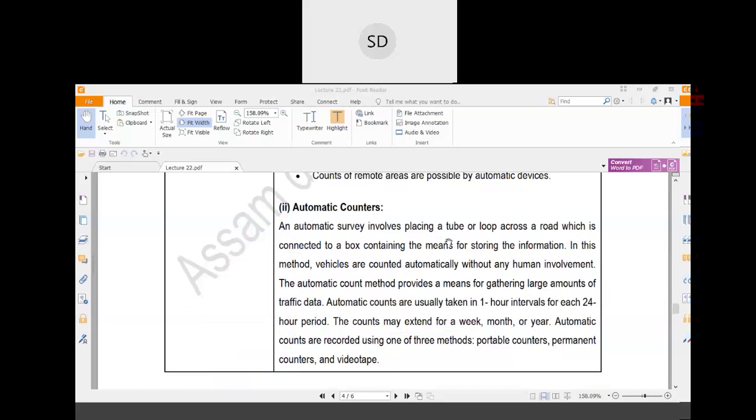So an automatic survey involves placing a tube or loop across a road which is connected to a box containing the means for storing the information where automatic counting will be done. In this method, vehicles are counted automatically without any human involvement. Therefore, you can take a large number of data. Automatic counts are usually taken in 1 hour intervals for each 24-hour period. So you can have a total of 24 hours of data throughout the 365 days of a year.